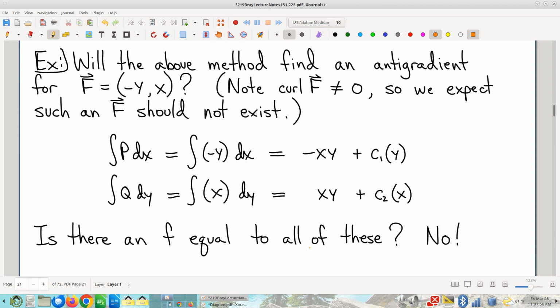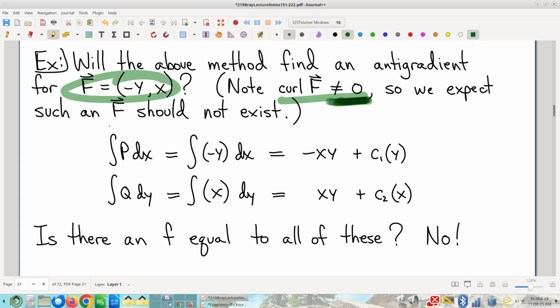As it should, this will fail if there is no anti-gradient. Now, again, let me just be clear. If there is no anti-gradient, we don't want to find one, right? If there isn't one to find, we shouldn't find one. We want our system to fail if there is no anti-gradient. So here's such an example. There's a vector field. The curl is not 0.